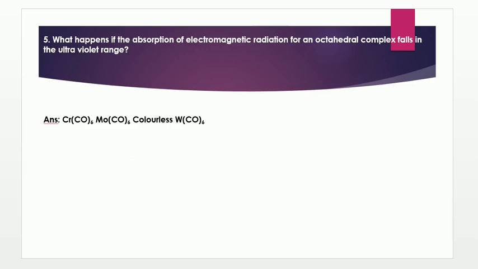And the next question: what happens if the absorption of electromagnetic radiation for an octahedral complex falls in the UV region? When a sample absorbs light in the UV region, it usually appears white. So those compounds which absorb light in the UV region are usually colorless. You can see many of the metal carbonyls like chromium carbonyl, molybdenum carbonyl and tungsten carbonyl are usually colorless white solids. Why? Because they generally absorb light in the UV region, right?